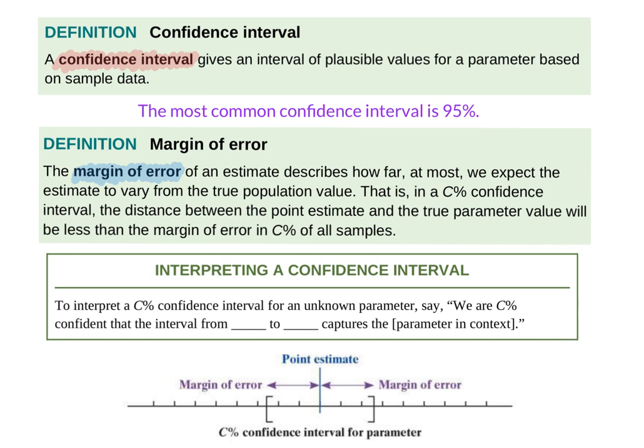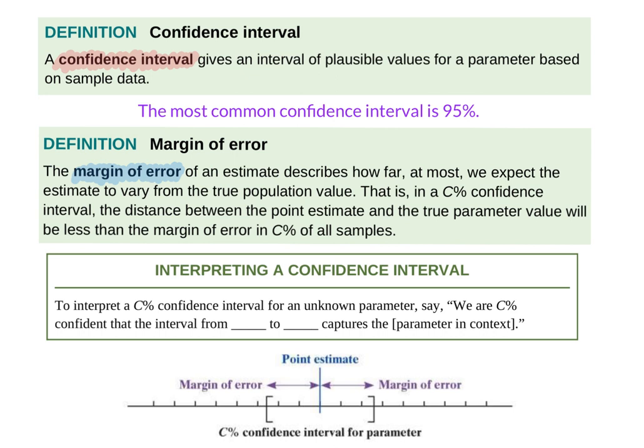Oftentimes our point estimates are given in terms of a range or an interval. So we might say, well, the average height of all students in our class is somewhere between 5'5" and 6 foot. So that is an interval. Somewhere on that is the actual true average of all student heights. In statistics, we call that a confidence interval. And so that gives an interval of plausible values for a parameter based on sample data.